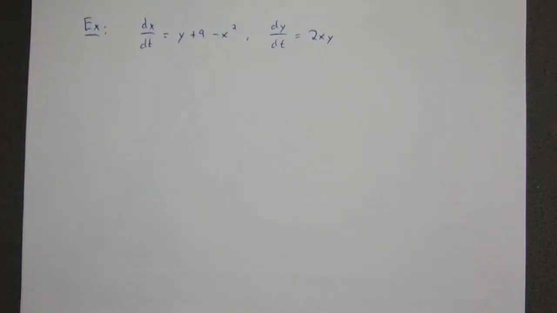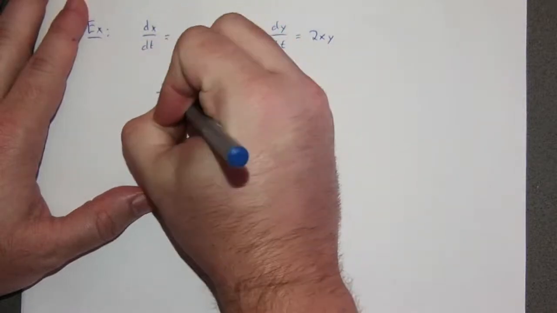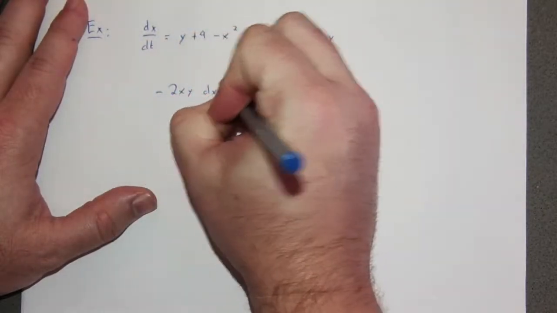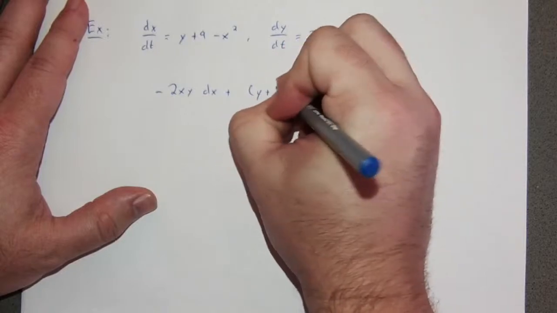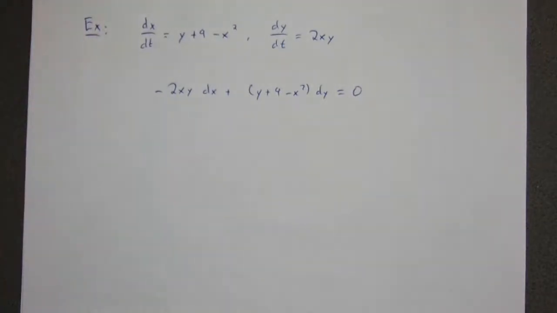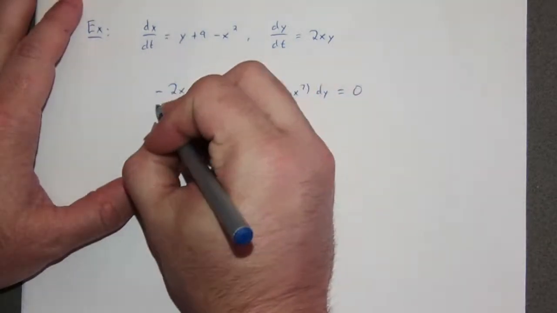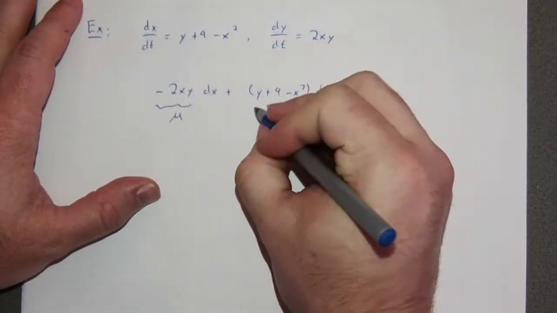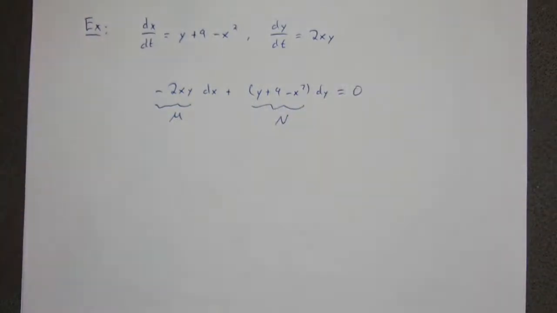So there's my system. What's the orbit equation now? The orbit equation is minus 2xy dx plus y plus 9 minus x squared dy, and that's equal to 0. Okay, so this does not have a separated differential form. I cannot separate x and y here. And so how do I solve this thing? Well, I do my chapter 1 stuff. I say here's m, here's n, and I check exactness.